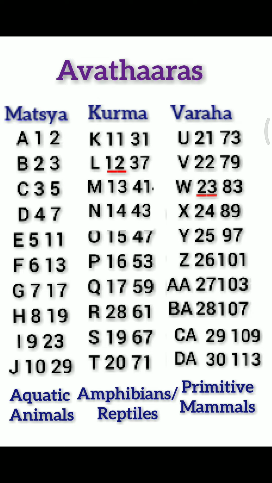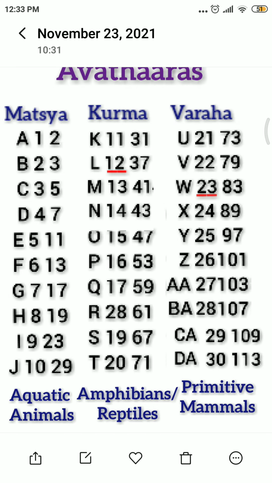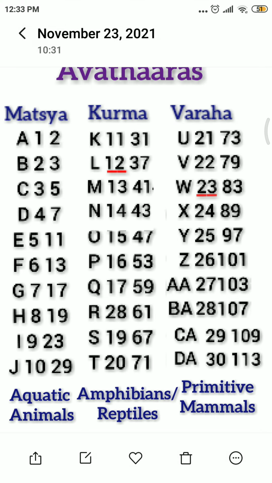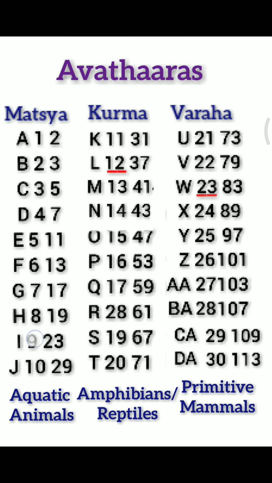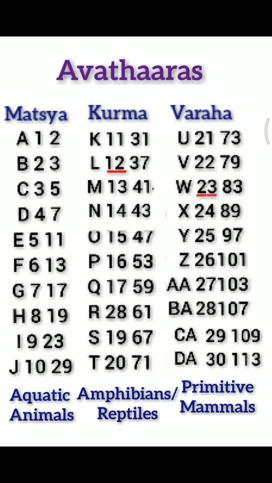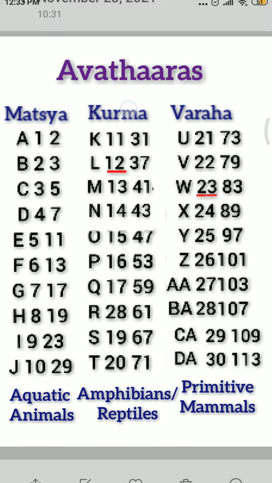Yesterday, after uploading the Dashavatara video, I observed that the Matsyavatara ended with 10. But ideally, when these digits of the serial number change from 9 to 10, 19 to 20, 29 to 30, the other age starts.